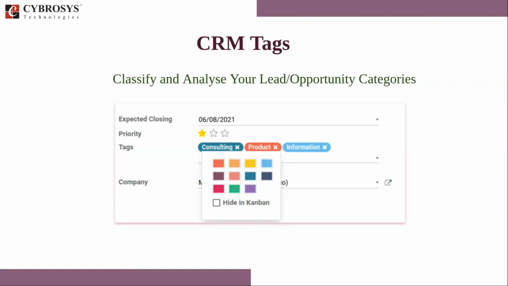Hi friends, today we'll see how to use tags to classify and analyze leads and opportunities in Odoo 15 CRM. Tags are unique identifiers which work like keywords or labels that help you to categorize and analyze your work, as well as make objectives and goals clearer and available for everyone instantly.